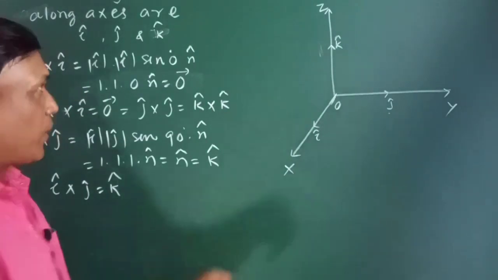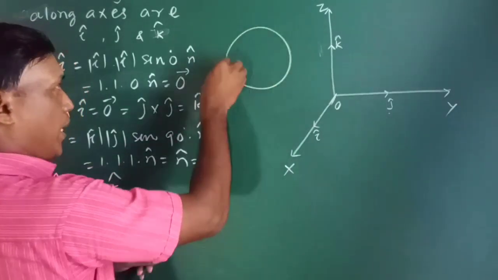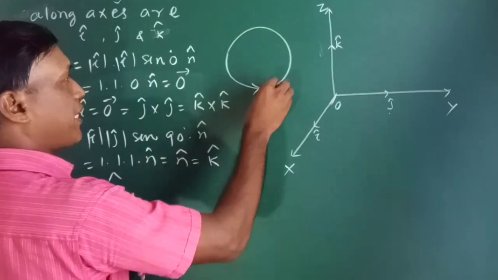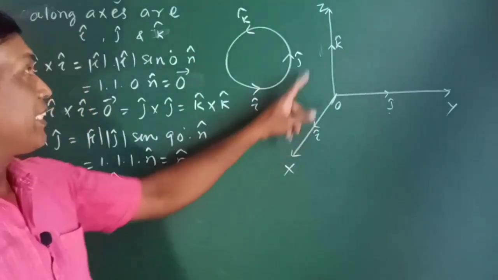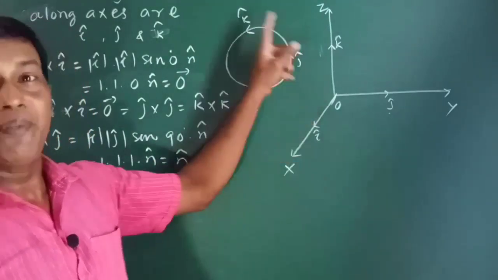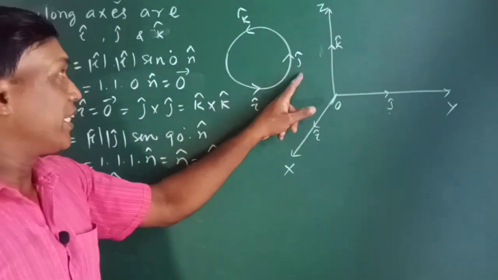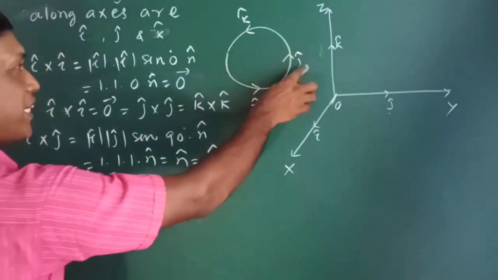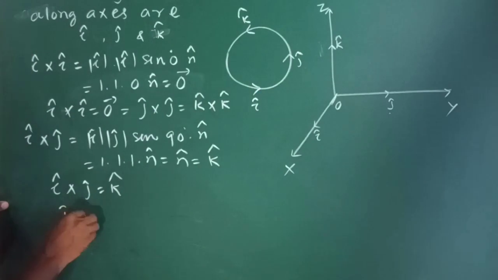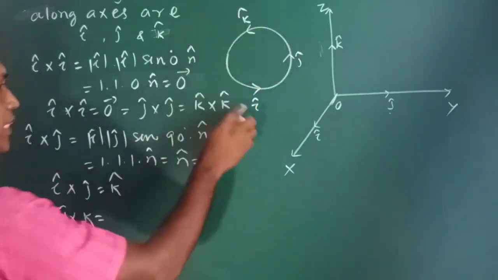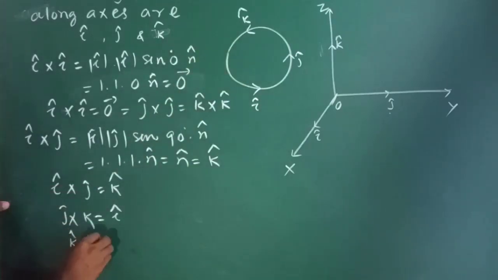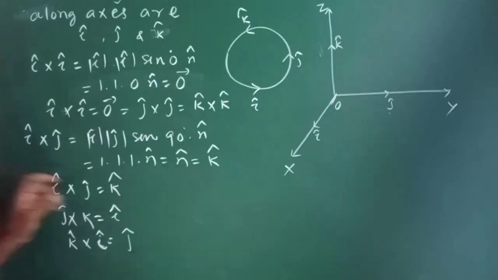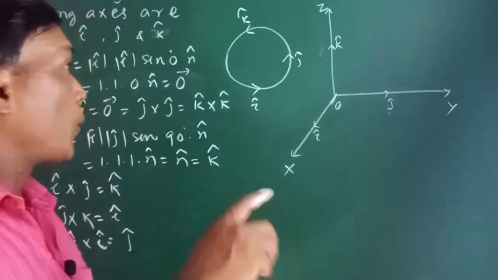Now look here. Here is i cap, here is j cap, here is k cap. This is in anti-clockwise direction, and they are in the same direction. Now i cross j is k cap. Similarly, j cross k is i cap, and k cross i is j cap. This is the cross product of orthogonal unity vectors.